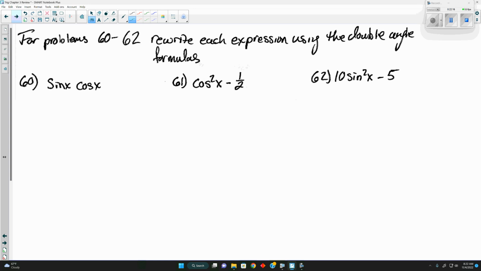60 through 62, I can't remember the other set of problems I said not to do. Okay, so I did say these here. Rewrite each expression using the double angle formula.